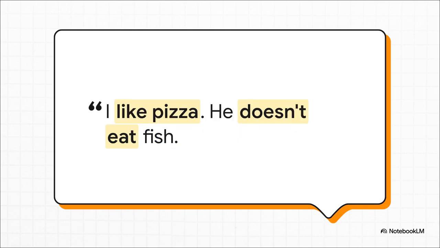You can also share what you like and don't like. I like pizza is a simple fact about you. And now you know how to talk about what other people don't do. This is where our helper verb comes in handy. He doesn't eat fish. And notice it's eat, not eats, because our helper does is doing all the heavy lifting.